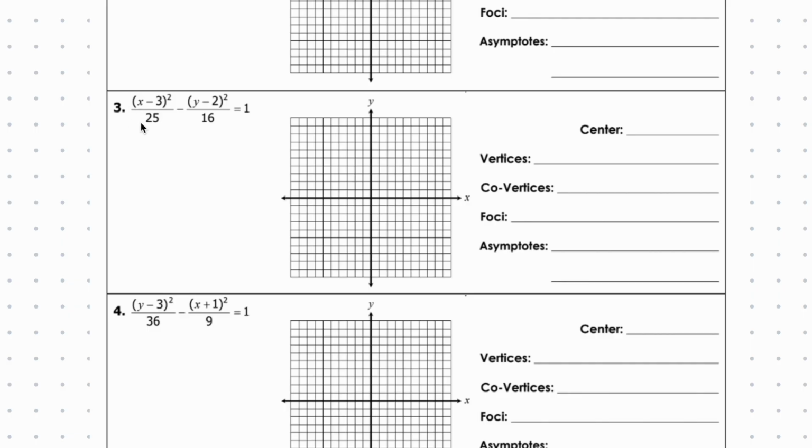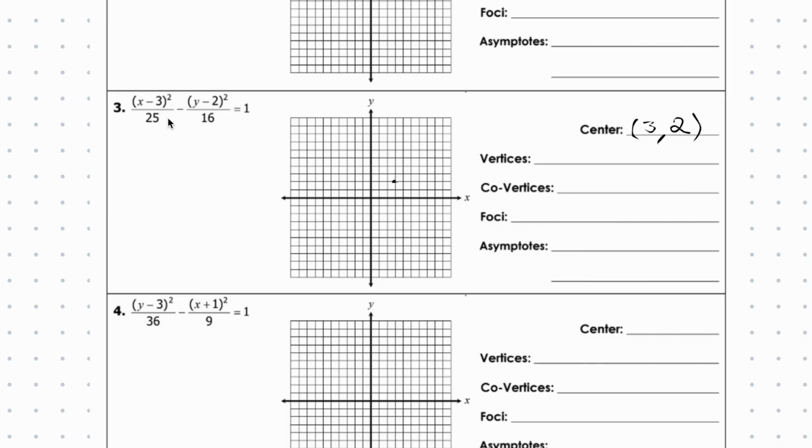So what's our center? Just looking at this, we have x minus 3. So that means our h value is going to be 3. And then we have y minus 2, so our k value is going to be 2. That's our center. Let's just plot that. 3, 2, right there.